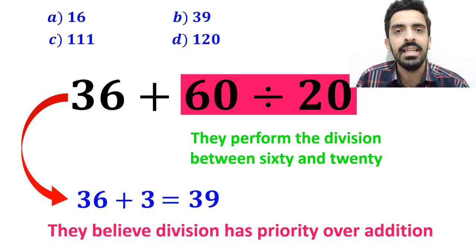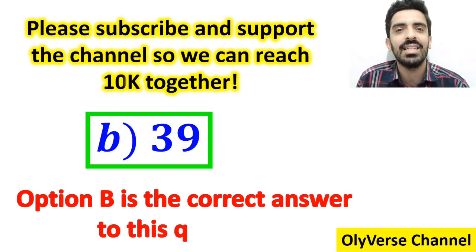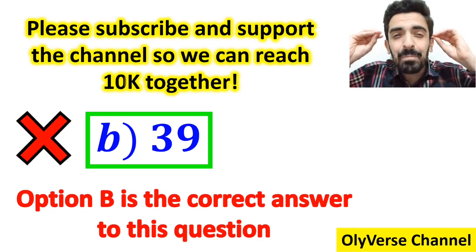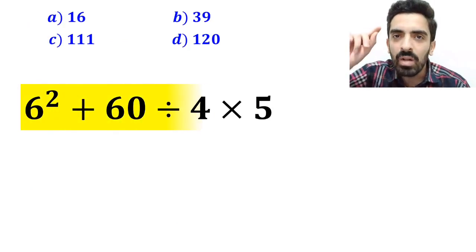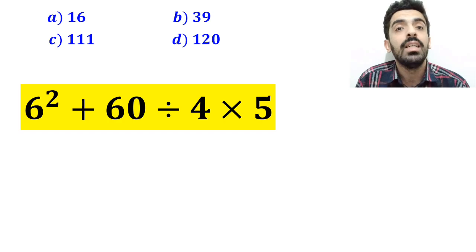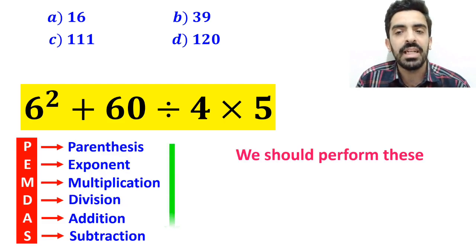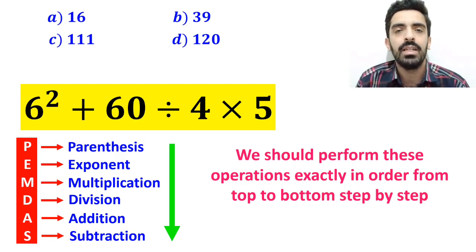And immediately, they conclude that option B is the correct answer to this question. However, this answer is absolutely wrong. Alright, now let me show you how to solve this expression properly. To solve this question, we must follow the PDMAS rule step by step. We should perform these operations exactly in order from top to bottom, step by step.